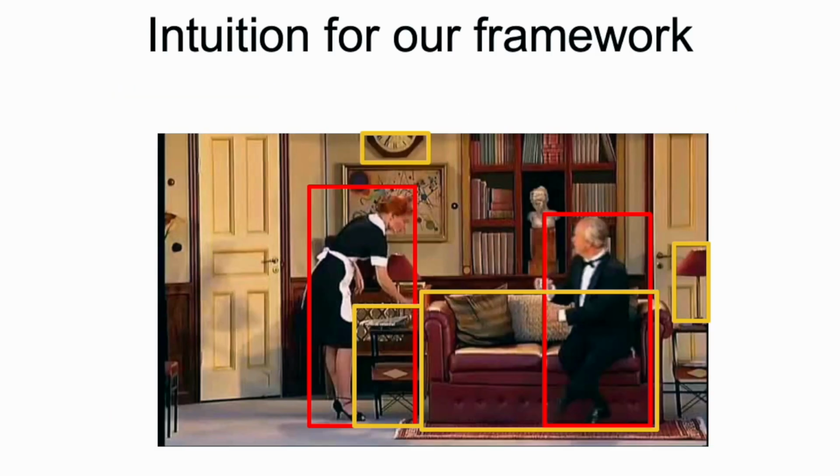Here is the intuition for our framework. We also reframe action as interaction and learn person-object interaction. However, we select only useful objects by using both IOU and confidence score as selection criteria. And we also try to capture more atomic actions by looking at the person's hands and also at their pose.